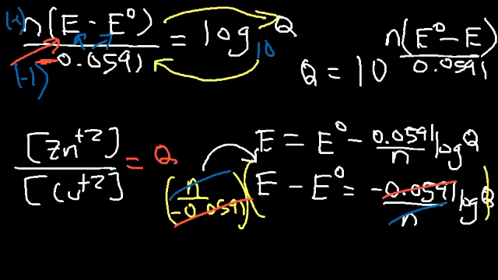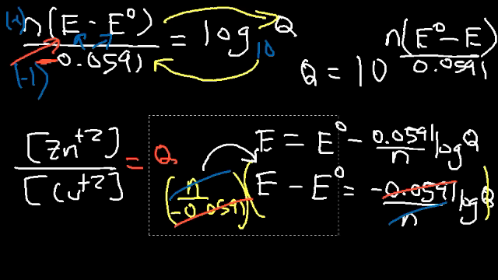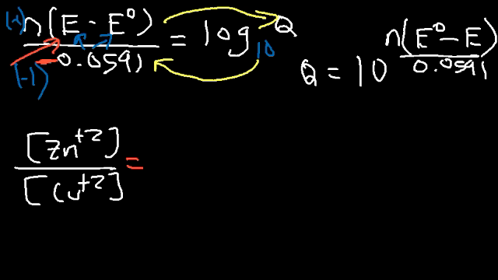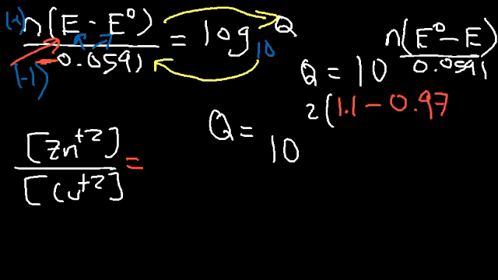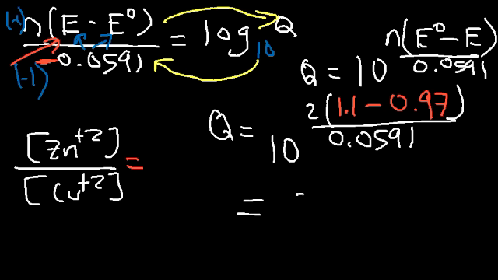Okay, so now that we have that, let's calculate Q. So Q is equal to 10 raised to the n, which is 2. The standard cell potential is 1.1 minus the non-standard potential, which was 0.97. And we're going to divide that by 0.0591. So you should get 25,080.